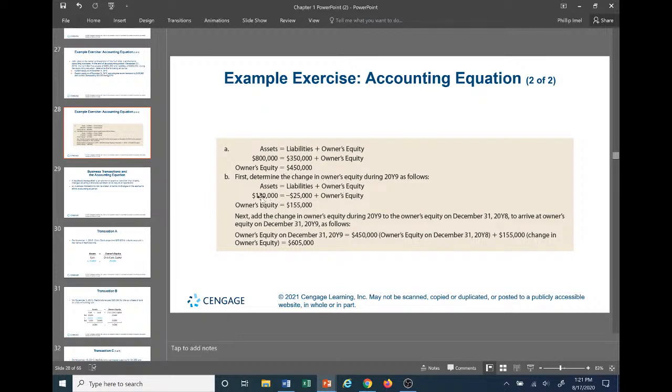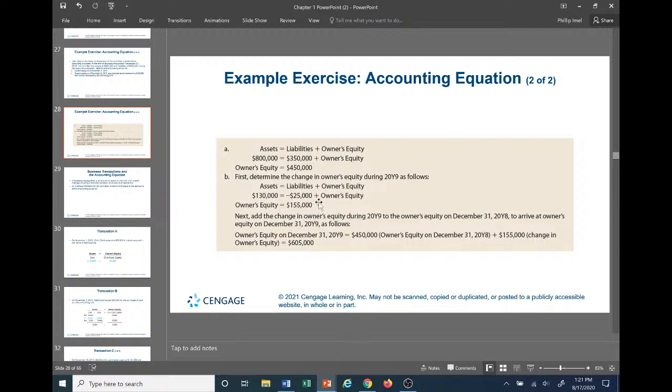Well, if assets increased by 130,000, and liabilities decreased by 25,000, we need to find the number, the plug, that's going to net us 130 from negative 25. The only way we can get that is if we add 155,000 to the equation. So therefore, owner's equity is 155,000, because negative 25,000 plus 155,000 is going to yield 130,000. So therefore, assets still equals liabilities plus owner's equity. So the change in owner's equity for the year of 2009 is 155,000.